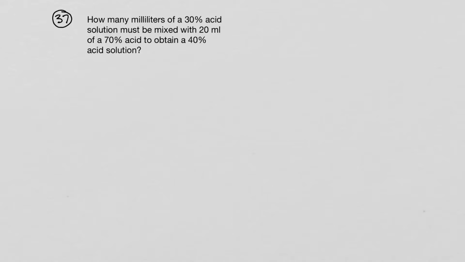Number 37, we want to know how many milliliters of a 30% acid solution do we have to mix in with 20 milliliters of a 70% acid solution to get it down to a 40% acid solution. I'm going to solve this one two different ways.